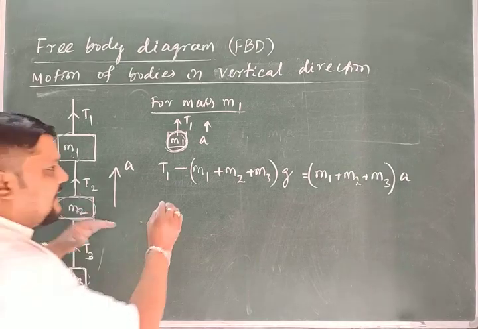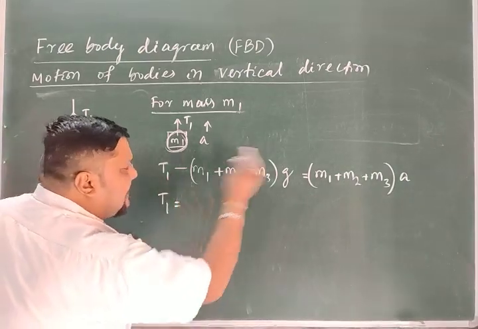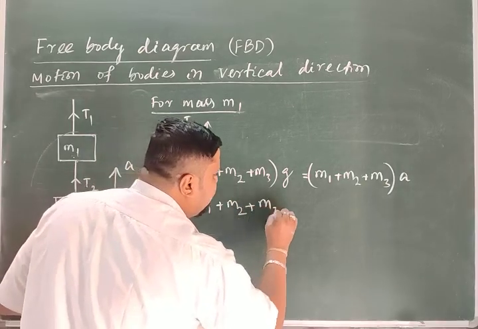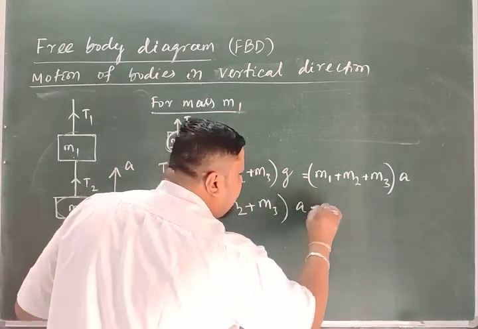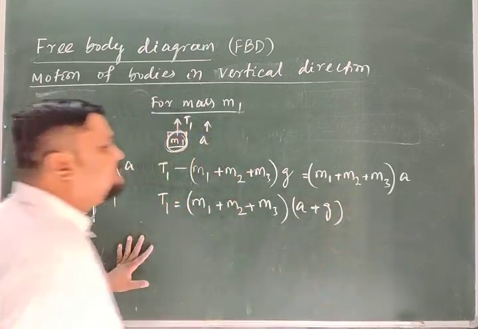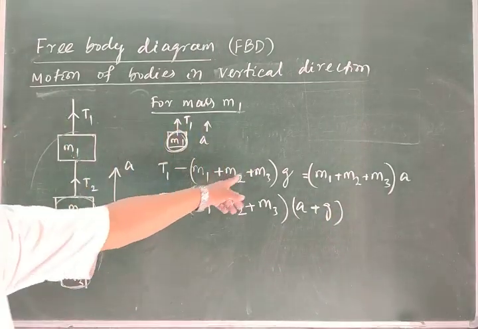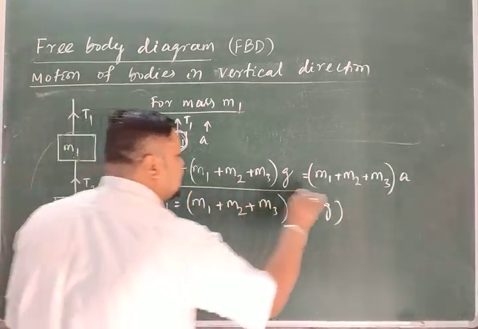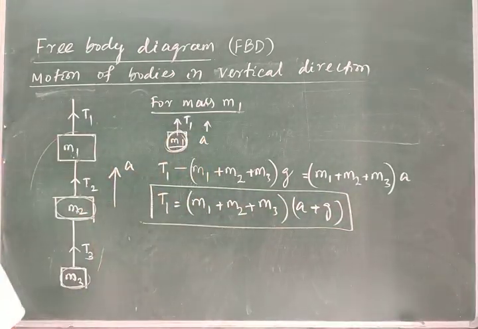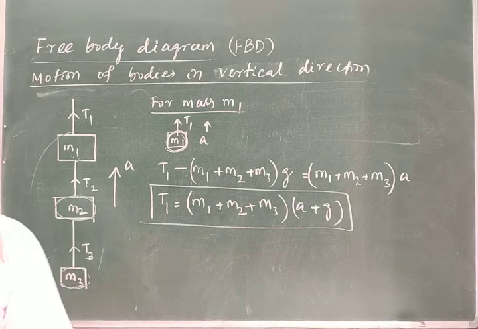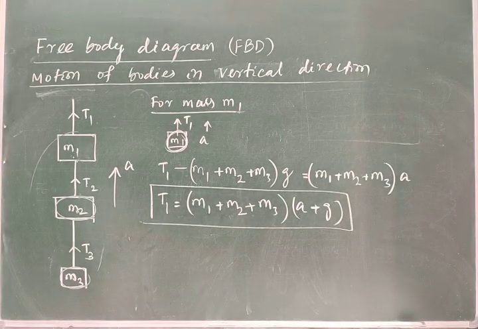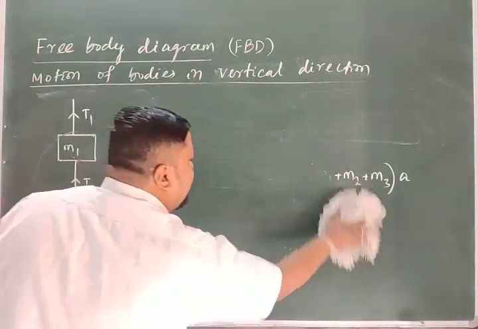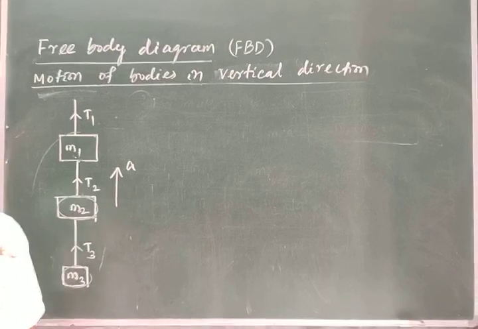So here you will find this T1 is equal to, take this M1 plus M2 plus M3 this side, and A plus G. Are you getting like this? If you take this M1, M2, M3 this side and take common, you will get the expression for T1 like this. Clear? So this is the expression for T1. Similarly, the tension T2. Now we will go for the tension T2.